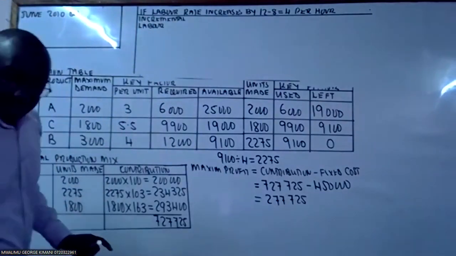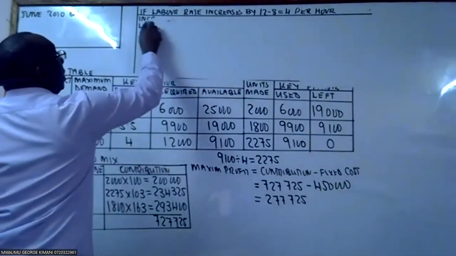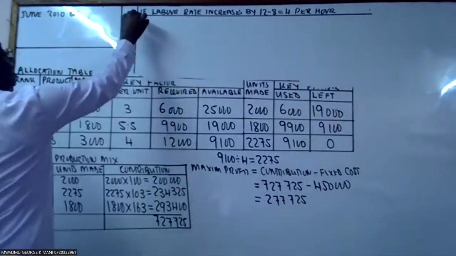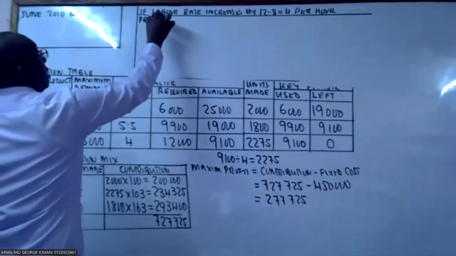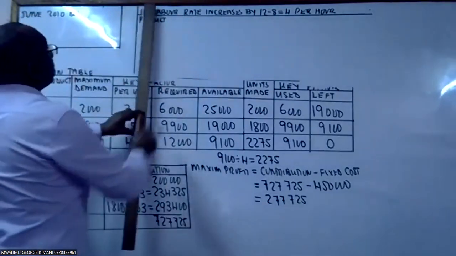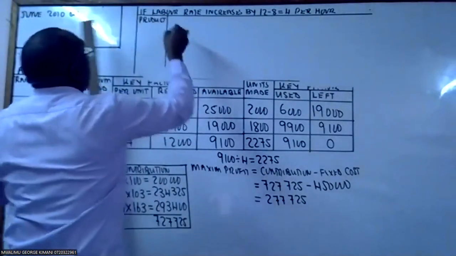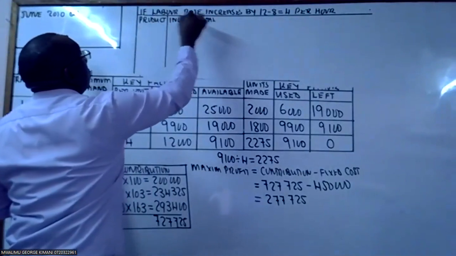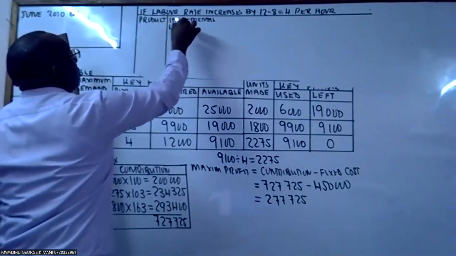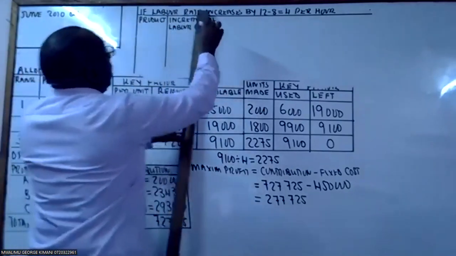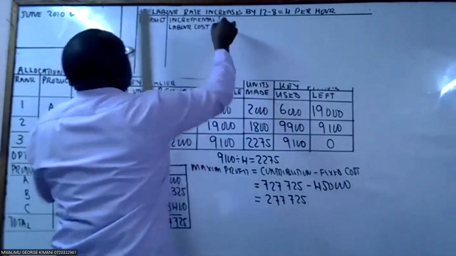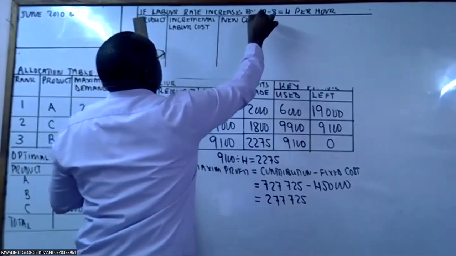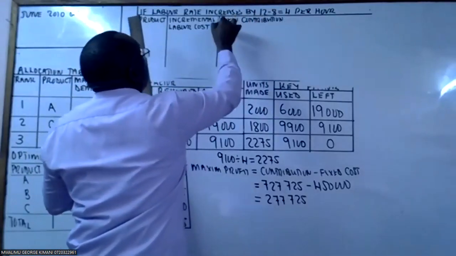No. Before we do that, we need to show the product, so that we know where we are coming from. We need to have the product. We have incremental labor costs. Then we need to have new contribution margin.